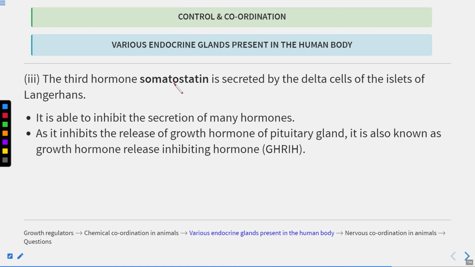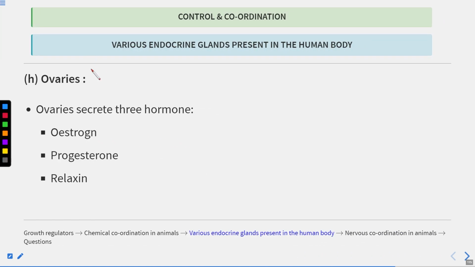Now the third hormone, somatostatin, is secreted by the delta cells of the islets of Langerhans. Now it is able to inhibit the secretion of many hormones, as it inhibits the release of the growth hormone of the pituitary gland. It is also known as the growth hormone release inhibiting hormone. Okay, because it inhibits the release of the growth hormone which is secreted from the pituitary gland. Clear? Now let's talk about ovaries.